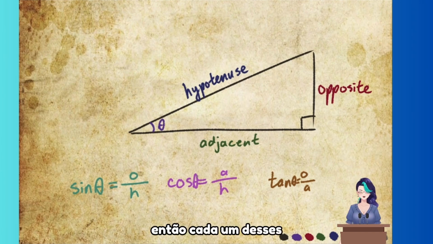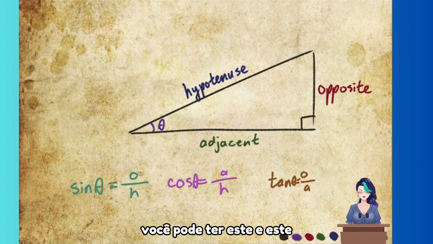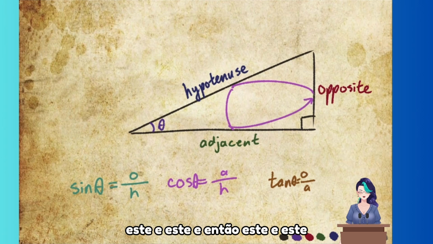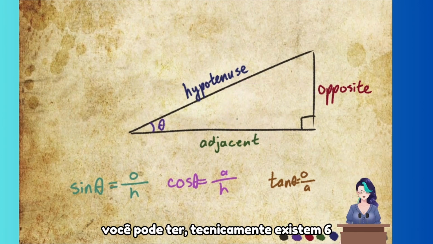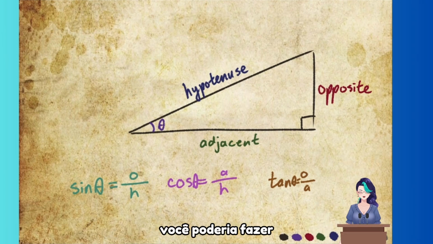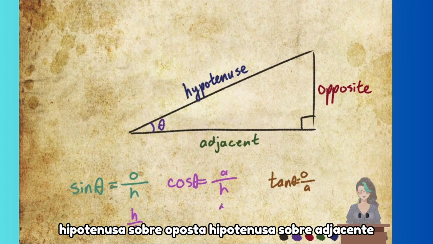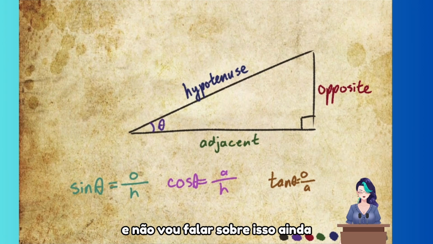So we have three of them because there are three combinations of sides you can have: this one and this one, this one and this one, and then this one and this one. Technically, there are six because you could also do the opposite of all of these: hypotenuse over opposite, hypotenuse over adjacent, adjacent over opposite. But that gets into the arc trig functions, and I'm not going to talk about those just yet.